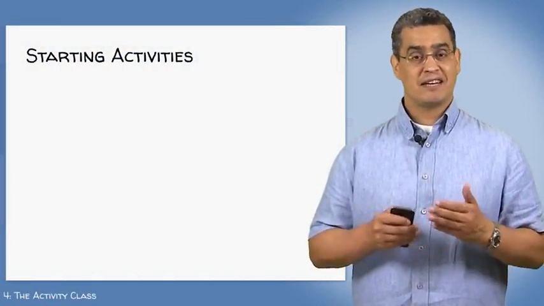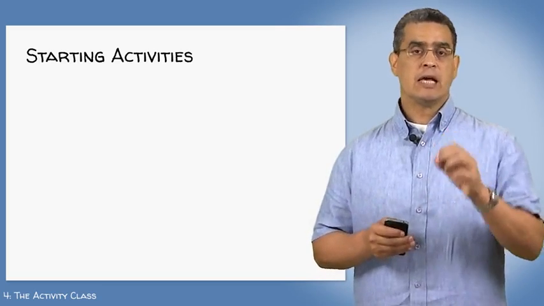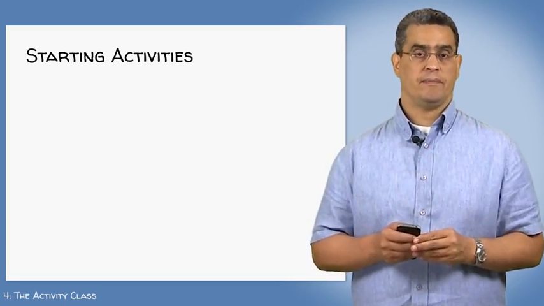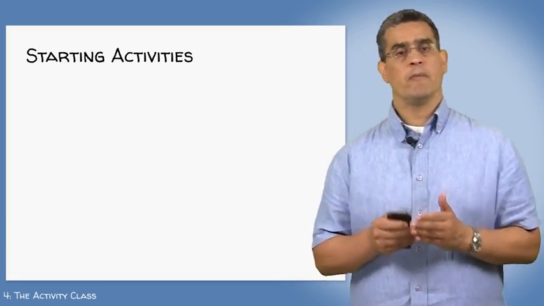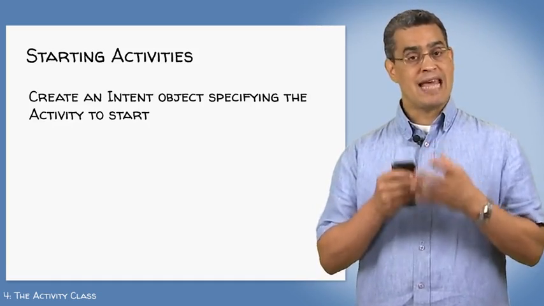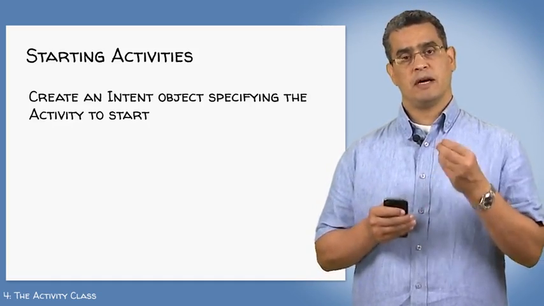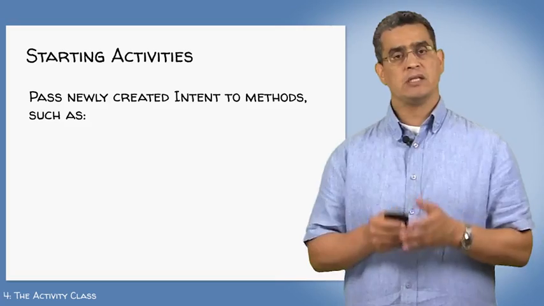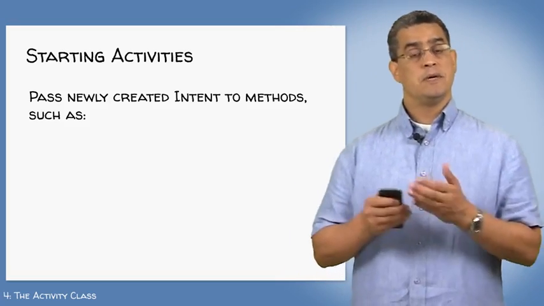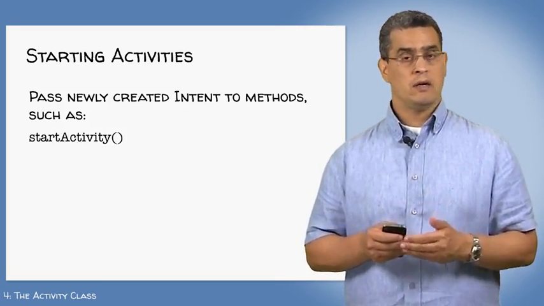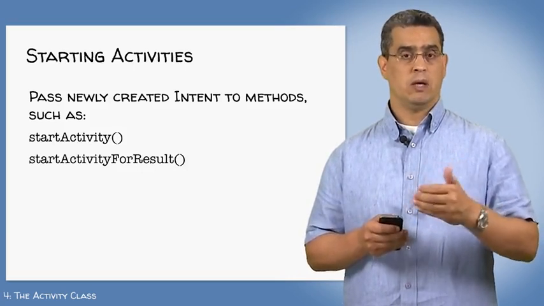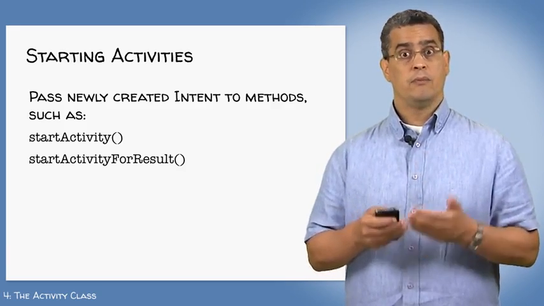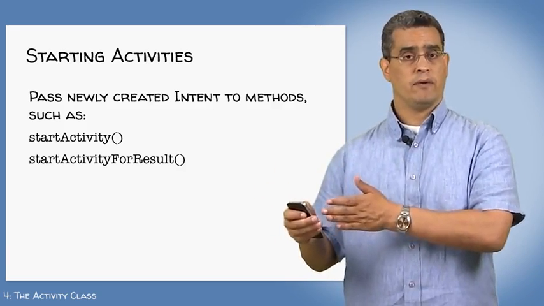So now that we've seen the activity lifecycle in action, let's take a look at how one activity can programmatically start another activity. To start an activity programmatically, you first create an intent object that specifies the activity that you want to start. And then you pass this newly created intent to methods such as startActivity or startActivityForResult. StartActivity will start up the desired activity, pushing the current activity out of the foreground.